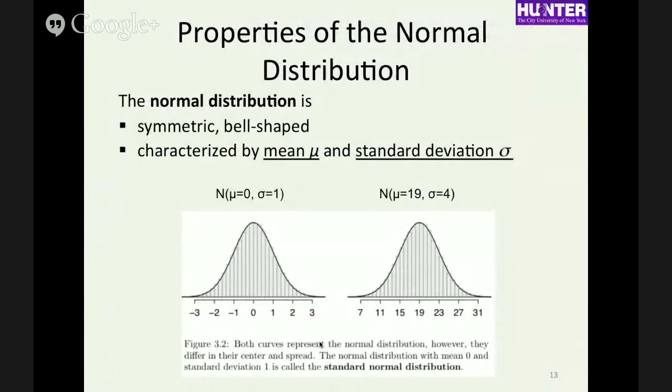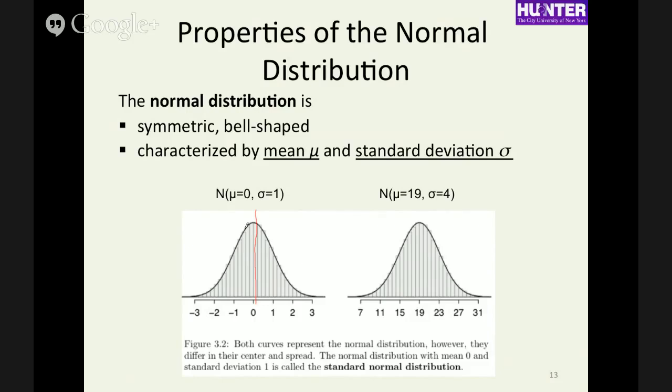So things to know about the normal distribution: it's symmetric. So you pick the midpoint, then it's symmetric about that. It's a mirror image. It's bell-shaped, just meaning that it's highest in the middle and it goes down towards 0 on either side. And it's characterized by just 2 numbers, a mean and a standard deviation. The mean is where that center is, and the standard deviation tells you how wide it is.